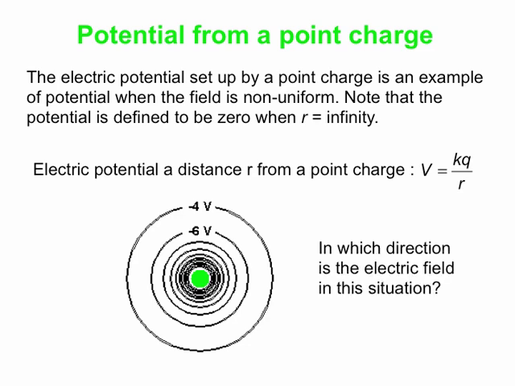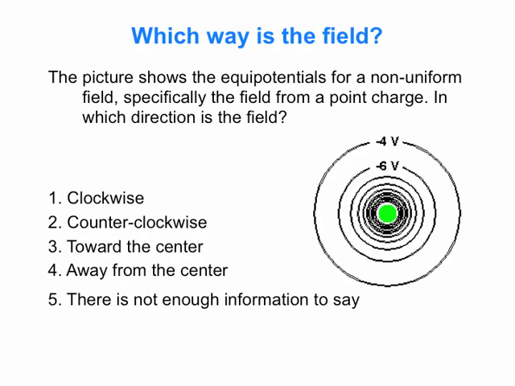In what direction is the field in this situation? Let's think about that one. Same question here: what direction is the field? Answer 1 is clockwise, 2 is counterclockwise, 3 is toward the center of the pattern, toward the charge, 4 is away from the center, away from the charge, and 5, we just don't have enough information to say. Think about which answer you like the best.